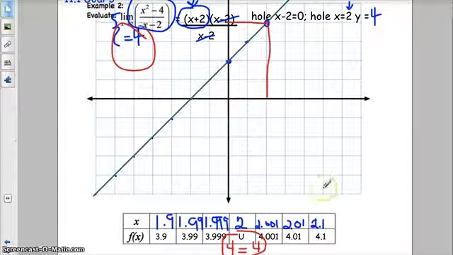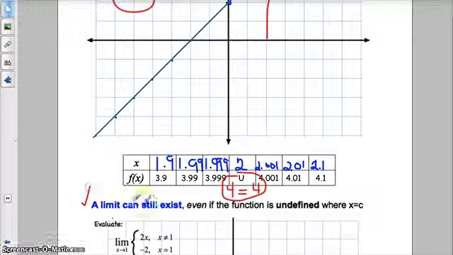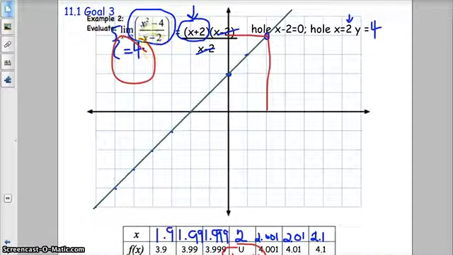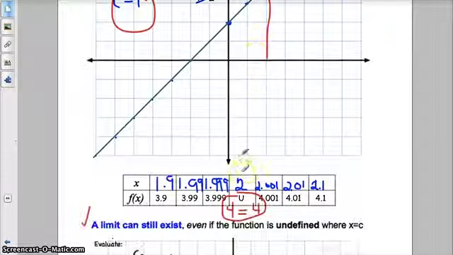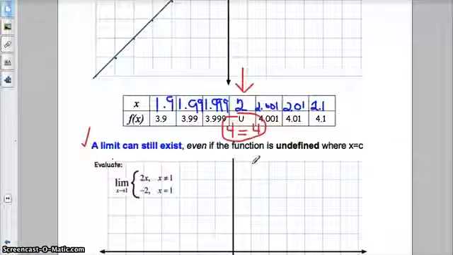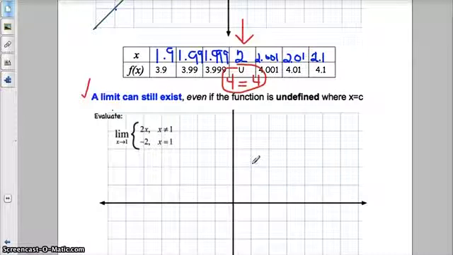Now I want to point out, and I know we discussed this in class today, but I want to say it one more time. A limit can still exist even if the function is undefined where x equals c. And the function is clearly undefined at x equals 2. If we plug 2 back into our function, we would be dividing by 0. That's why we have a hole there. So the hole does not affect whether or not the limit exists. Let's look. I'm going to stop the screencast and make a separate screencast for the following example.